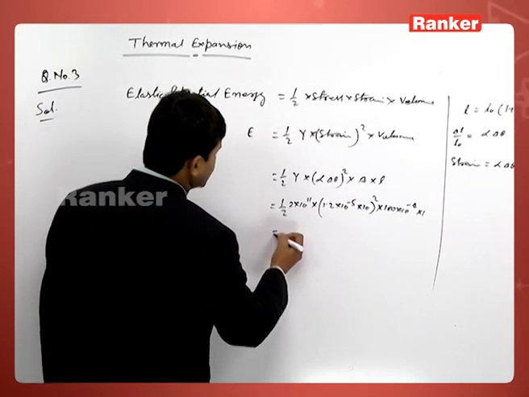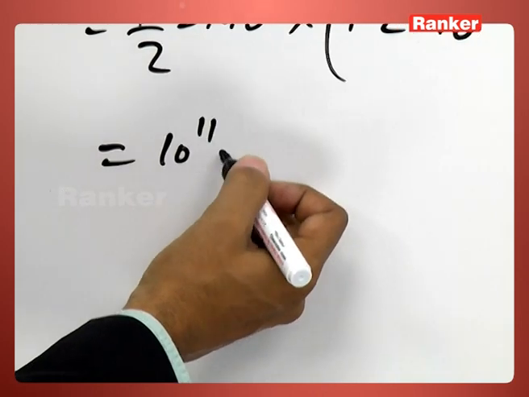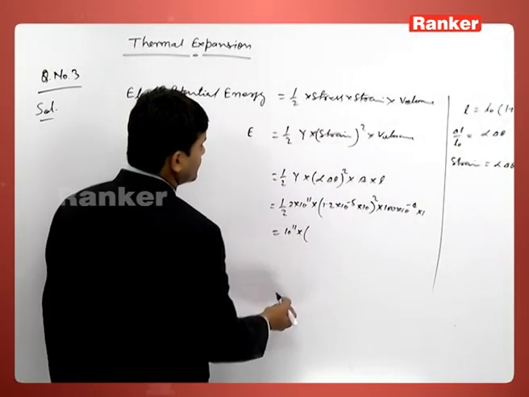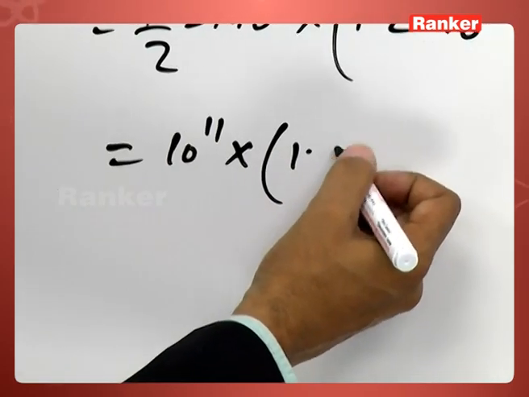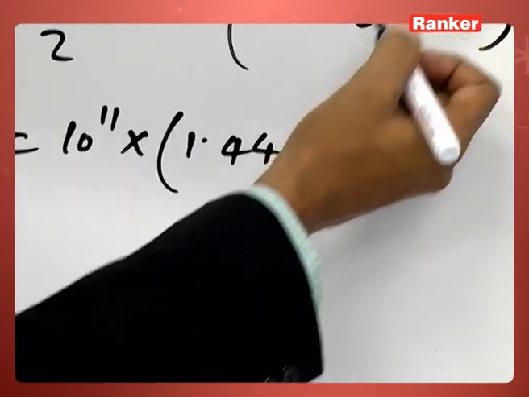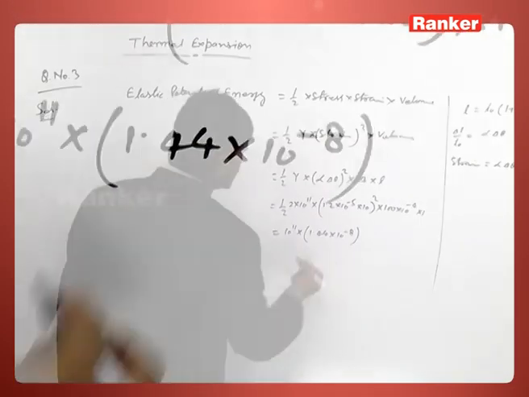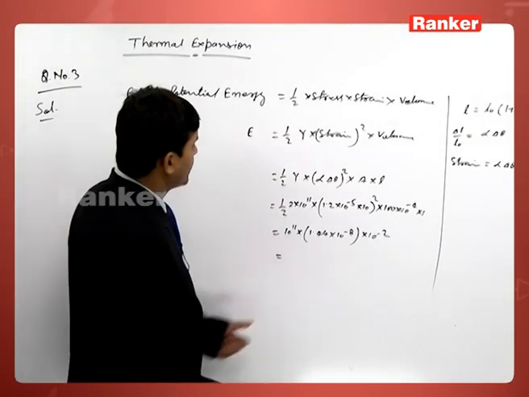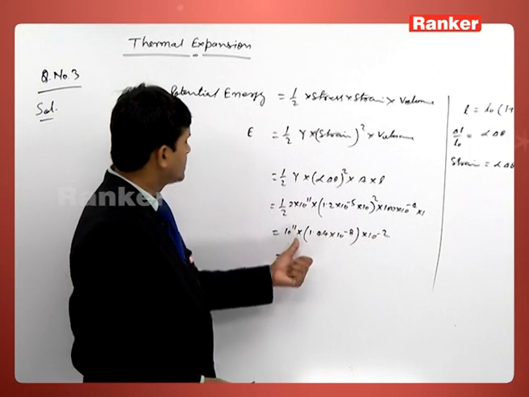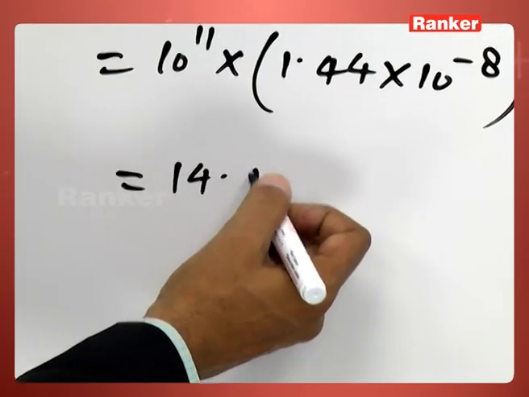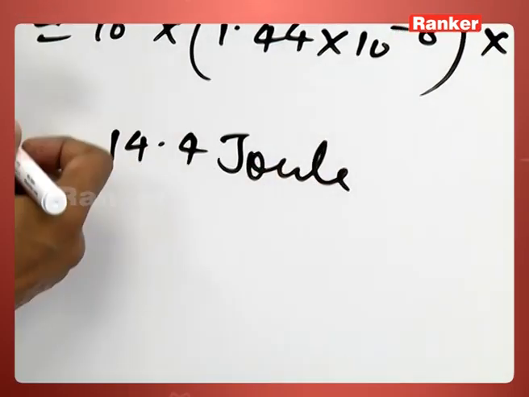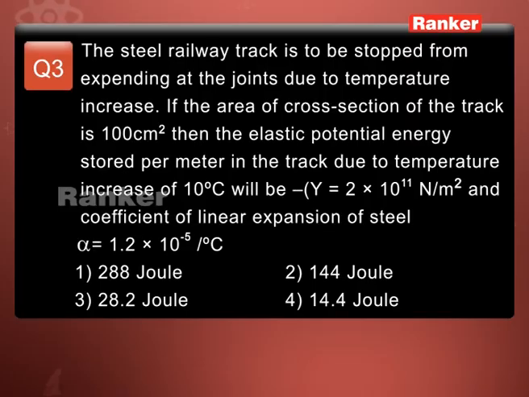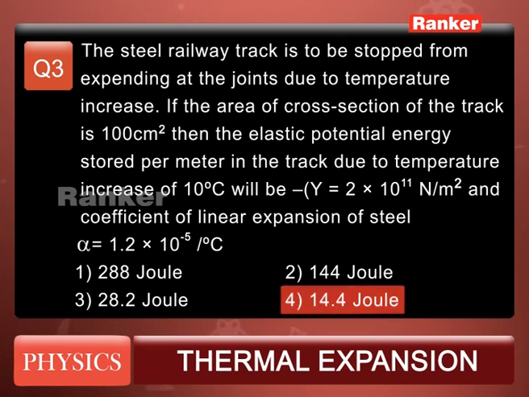Now we will simplify this. 2 and 2 cancel. 10 to the power 11 into 1.2 square, that is 1.44, into 10 power minus 10, then 10 power minus 4, and 10 power 2. Now simplify: this will be your 14.4 joule. This is the energy stored in the track. So our correct option is option number 4.